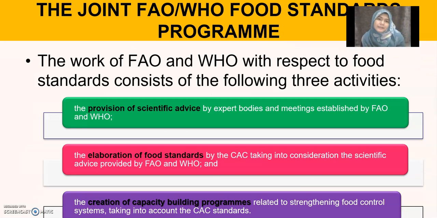As I mentioned in the first slide just now, this is a joint FAO and WHO Food Standards Programme, where the work of FAO and WHO with respect to food standards consists of three activities. Number one, they provide the scientific evidence through expert bodies and meetings established by FAO and WHO. Number two, the elaboration of food standards by the Codex Alimentarius Commission, taking into consideration the scientific advice provided by FAO and WHO. And the third activity is the creation of capacity building programs relating to strengthening food control systems, taking into account the CAC standards.